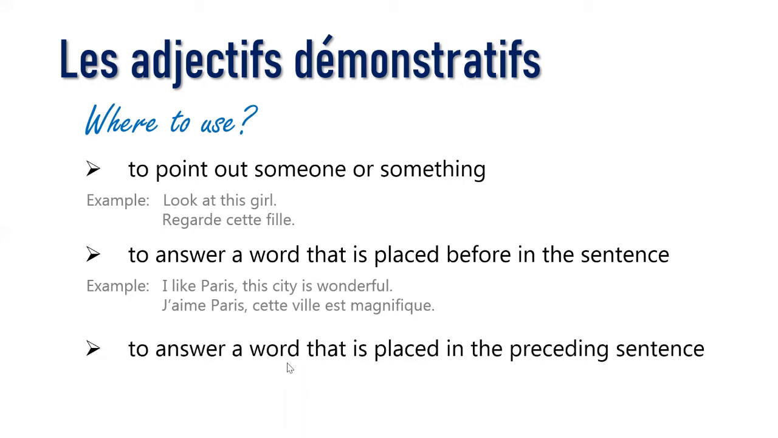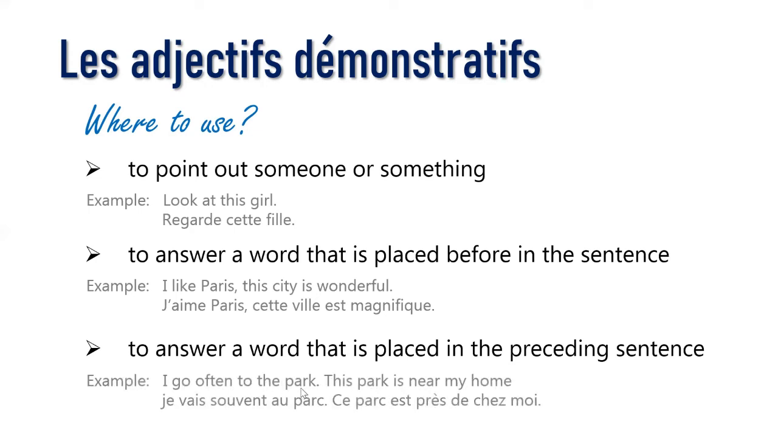It is also used to refer to a word that is placed in the preceding sentence. For example, I go often to the park. This park is near my home. Je vais souvent au parc. Ce parc est près de chez moi. In the first sentence, we are talking about the park, and in the second sentence, we are saying that this park is near my home. So here also we have used a demonstrative adjective.